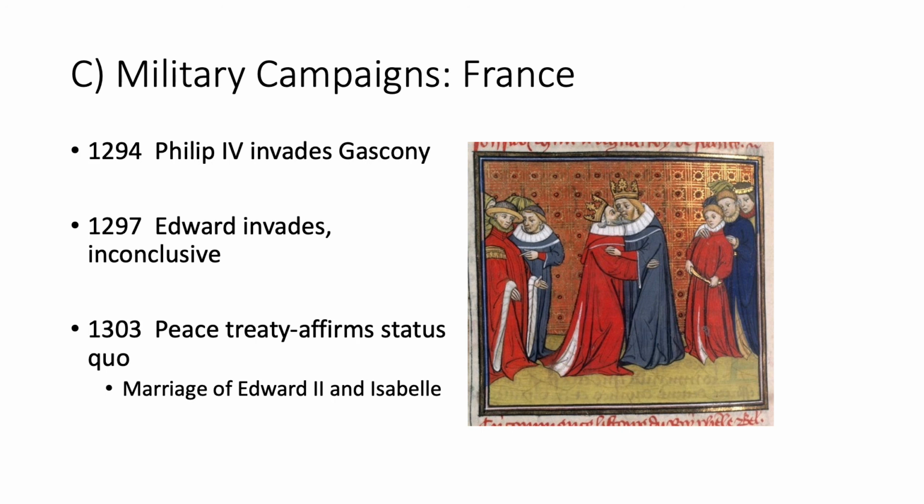They agree to a truce. Philip leaves Gascony, but then Edward is forced to concede some other territories further in the south. And to seal this truce, he marries his son, Edward II, his son and heir, to Isabel, who is a member of the royal family of France. And this is an illustration commemorating the meeting of these two kings and this agreement and then the marriage that is to come.